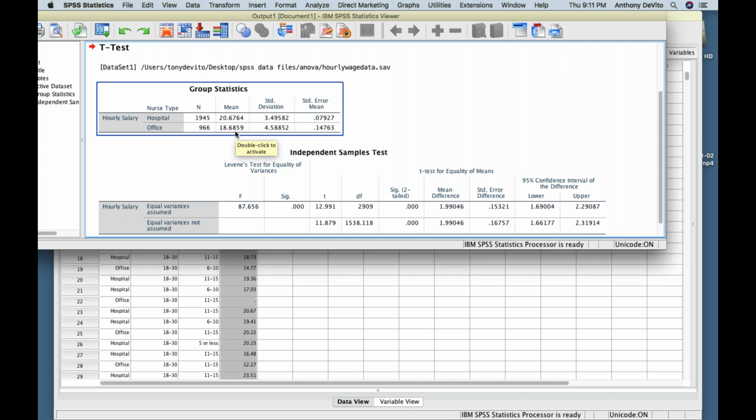Very old data. It's changed quite a bit, right? Nurses are doing a lot better nowadays, right? Because they're really in demand. They do a lot of work and they do good work. And they're needed. So you don't get off cheap hiring hospital nurses and office nurses anymore.